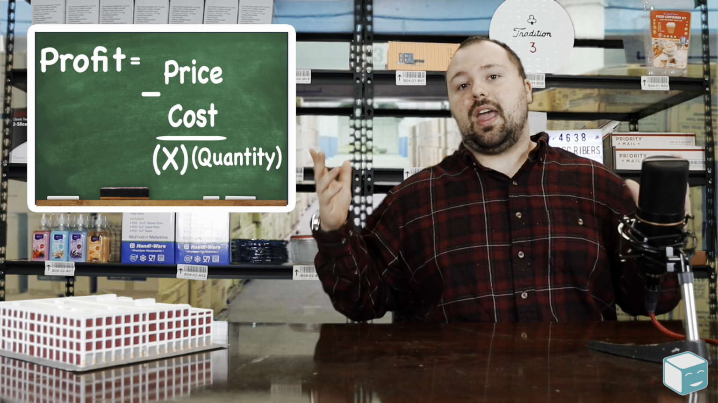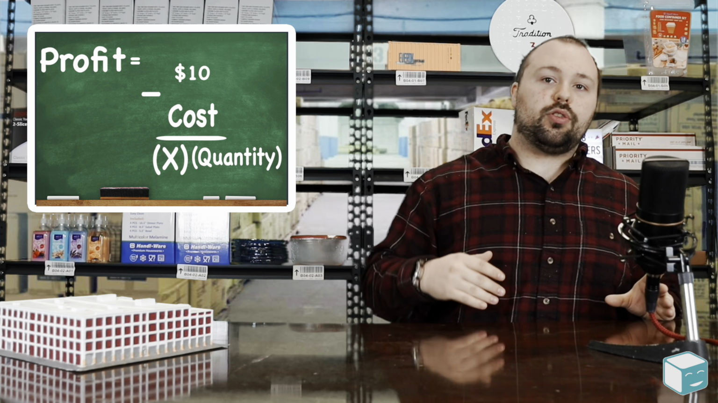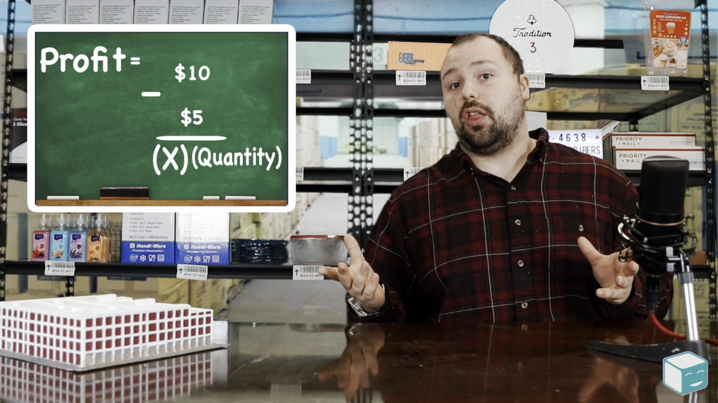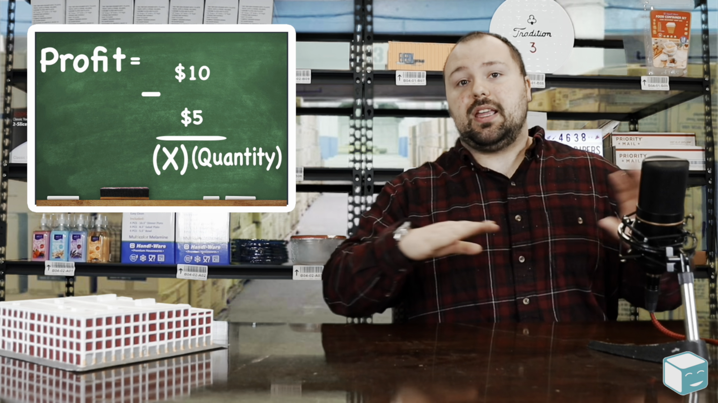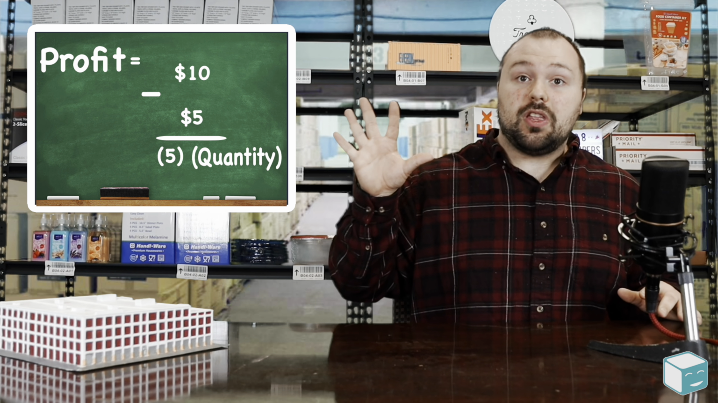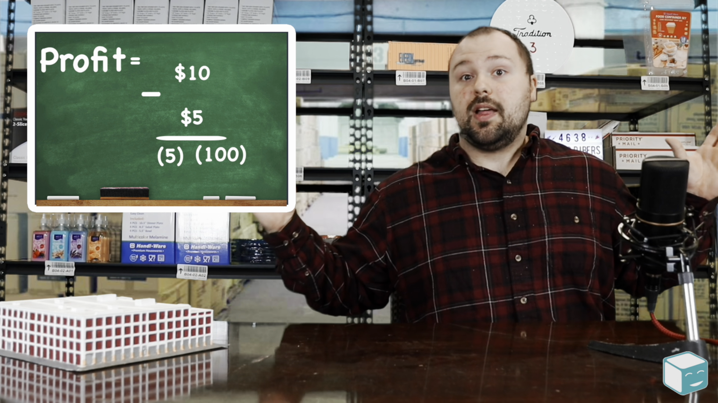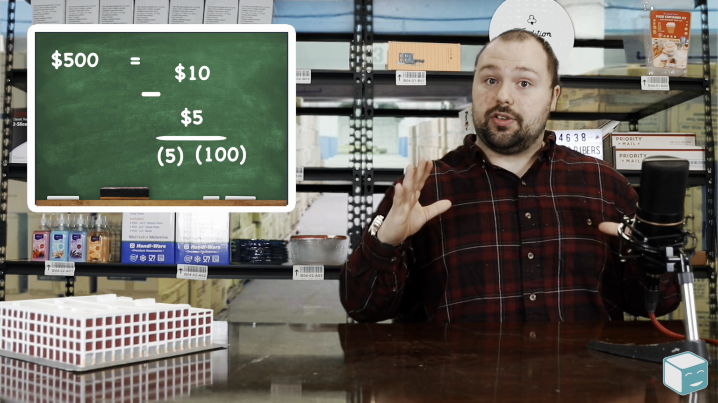Let's say I'm selling an iron on Amazon really cheap, $10, and it only cost me $5. This is a crazy example, but it makes the math easy. So that means I would have a profit of $5 times a quantity, which let's just say is 100. That means I made $500 this month from selling that iron.